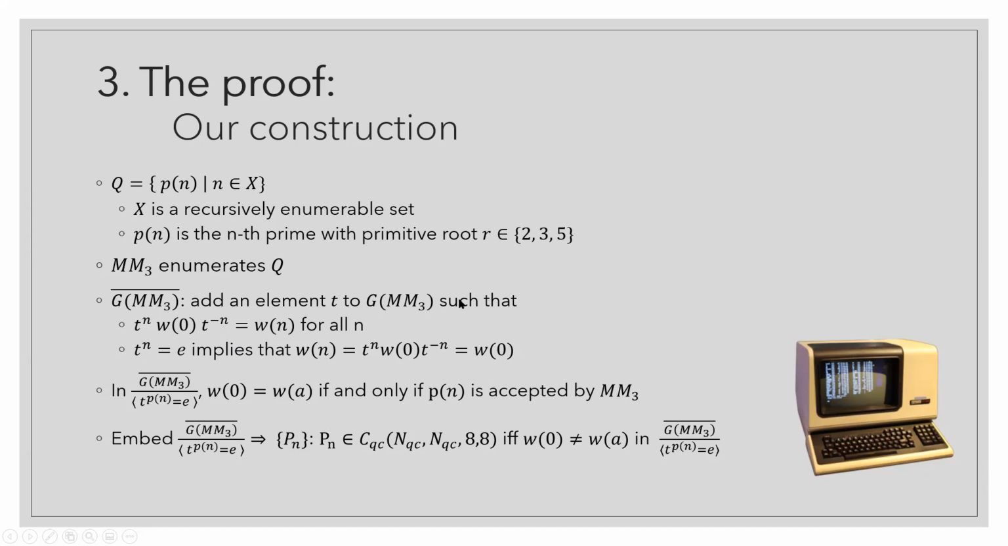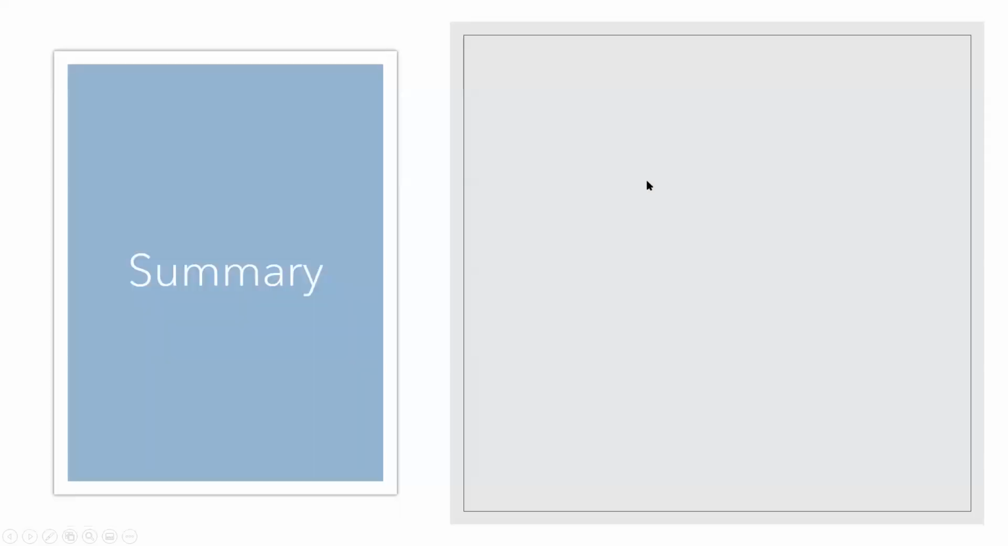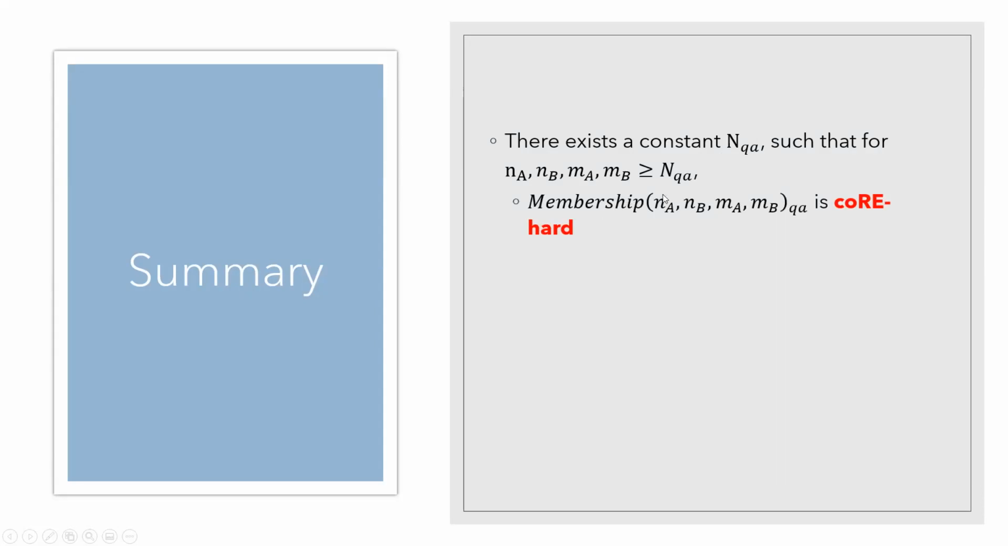And for the C_qa case, we take a similar approach. The only difference is that we need to prove more properties of the extension group, and we need to apply a different embedding procedure to this quotient group. So in summary, we have proved that for the C_qa case, the membership problem for fixed size C_qa correlations is co-RE hard.